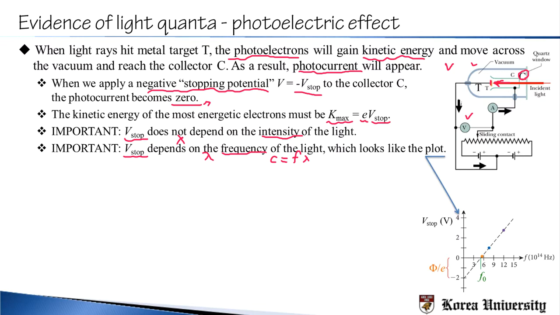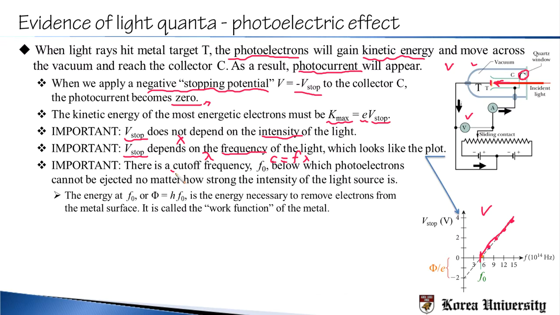And then if you plot the result as a graph, it looks like this. If you go to higher frequency or smaller wavelengths, then you can see that the stopping potential is increasing. So overall, they look like a linear line. And then if you go below a certain frequency, then there is no stopping potential, which means that the electrons are not coming out. This frequency, we can call the cutoff frequency.